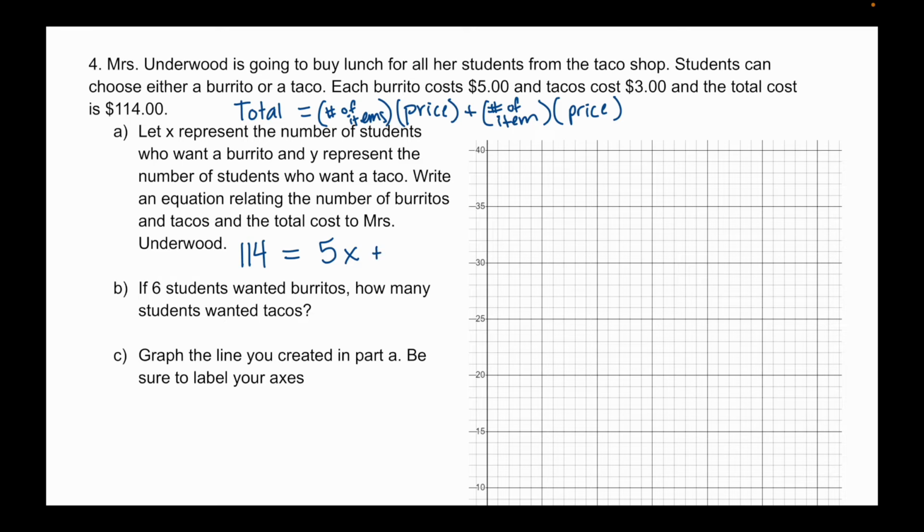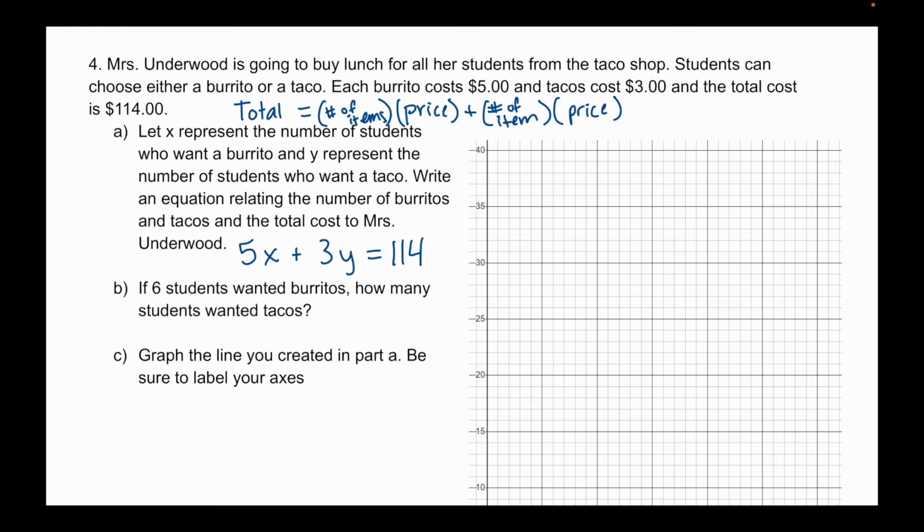And then we're going to add to that the number of students who want a taco and multiply that by the price of the taco. This is an equation in standard form, although technically I might put the 114 on the right-hand side. So I guess I will actually do that. If we're going to be particular about it, I'll scoot this over and say that that should equal my total price, total cost.